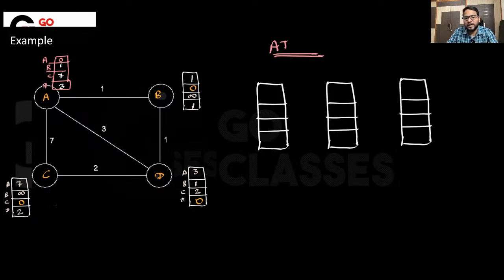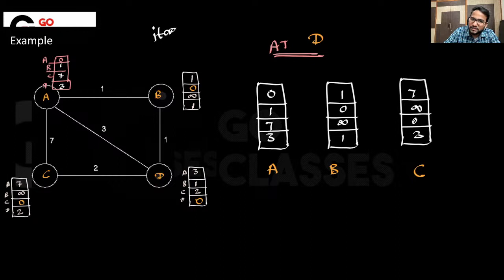Now at D, similarly, you will be getting three vectors: from A, from B, and from C. From A you will be getting just the old vector, 0, 1, 7, 3. From B you will be getting 1, 0, infinity, 1. From C you will be getting 7, infinity, 0, 2. So this is again just iteration 1.